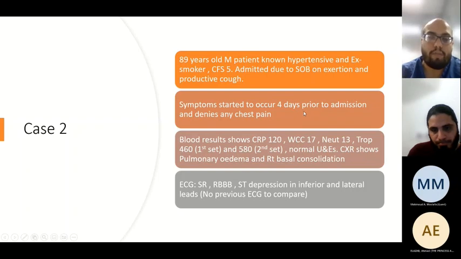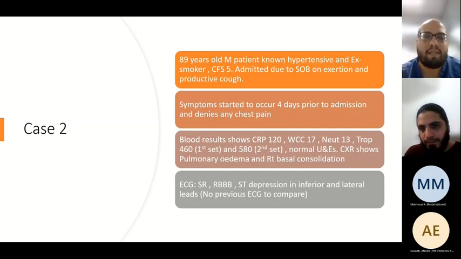Symptoms started very shortly before admission, and he denies chest pain. He has high inflammatory markers and high troponin levels. His chest X-ray shows evidence of heart failure and an infection, and he has ST segment changes as well. At that point, when you're reviewing the patient as you've been called to see him, or this patient's on your ward, what do you think is happening with that patient?